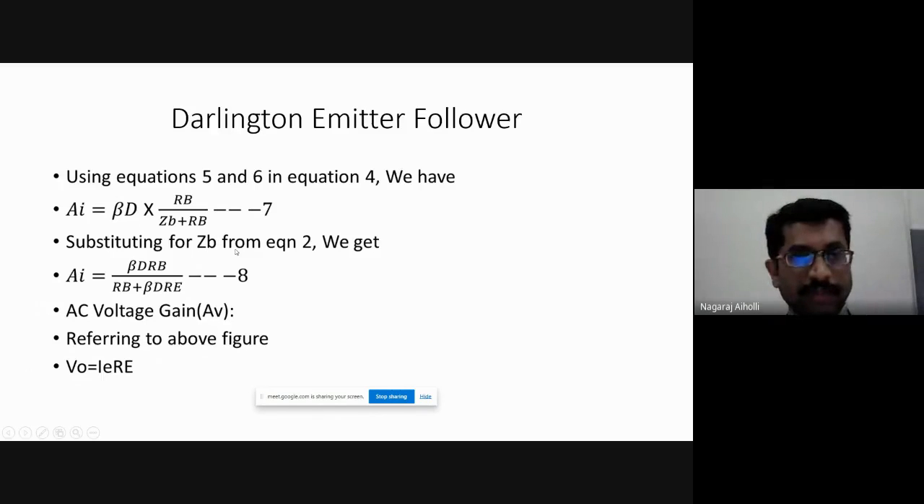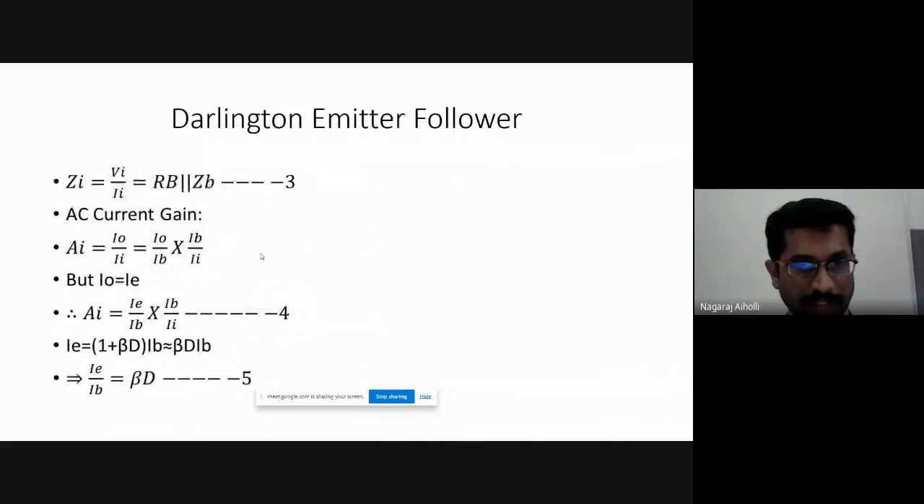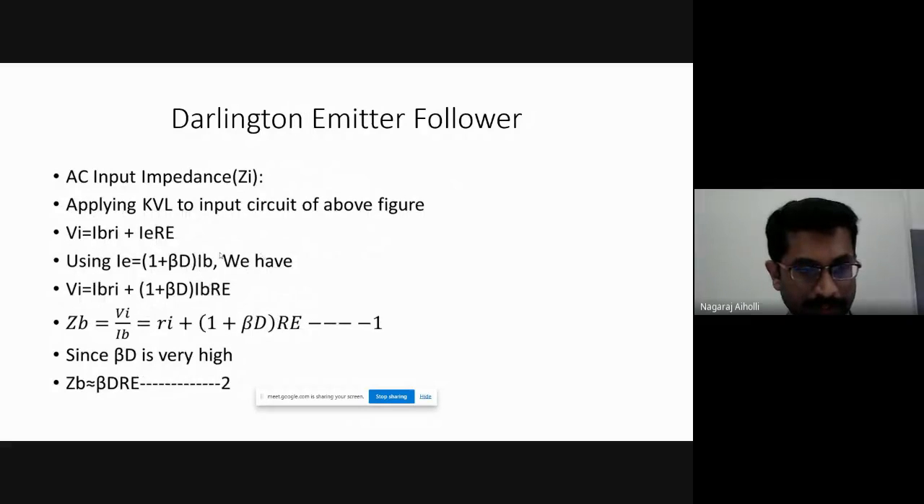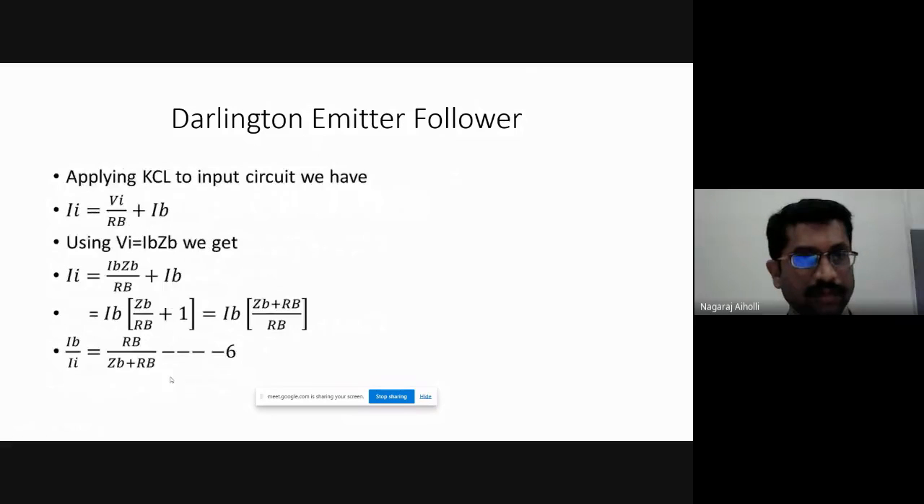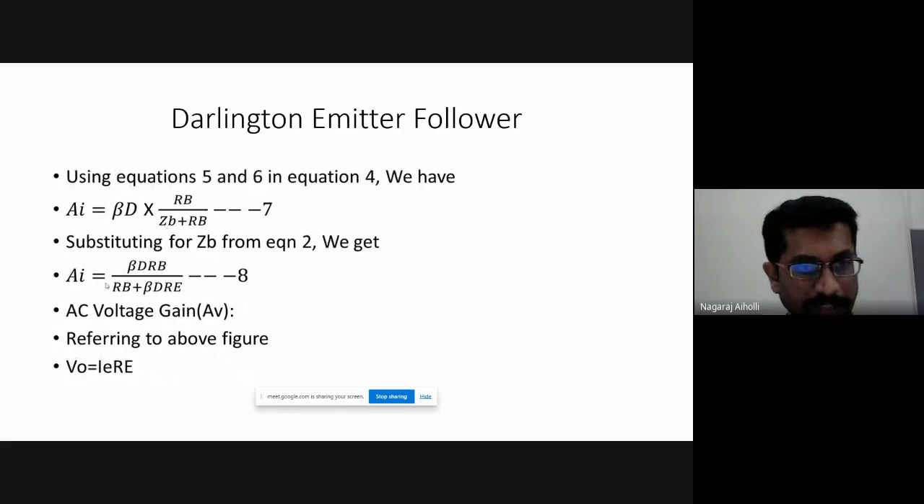Now substitute for ZB from equation 2. We can still simplify this. We can substitute the equation for ZB from equation 2, what we had written for the AC input impedance. Go back and check what is ZB. ZB is approximately beta D into RE. So ZB is beta D into RE.